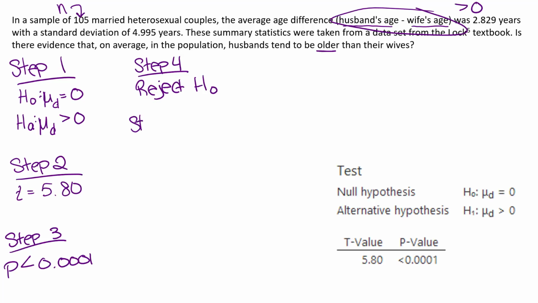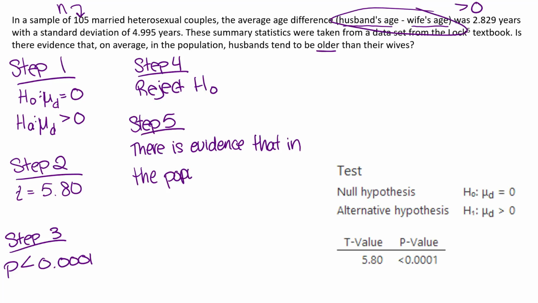Step 5 is to state a real-world conclusion. We rejected the null hypothesis, so there is evidence that in the population, husbands are older than their wives on average.